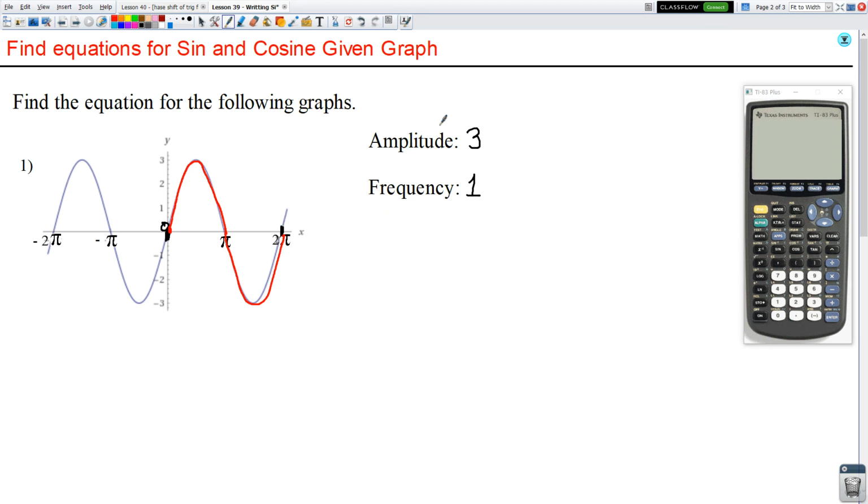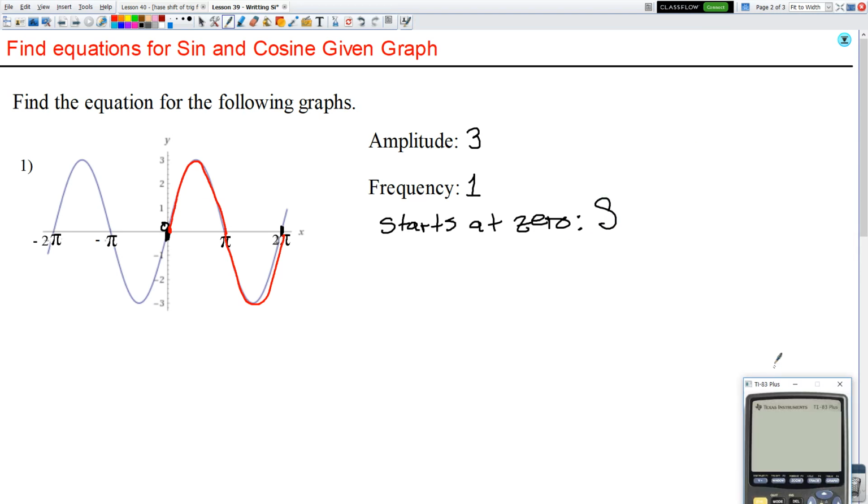So now that we know that the amplitude has a value of 3, and the frequency has a value of 1, what we have to determine is whether this is a sine or a cosine function. And remember that if your graph starts at 0, then this is an indicator of a sine function. Okay, perfect. So we have an amplitude, we have a frequency, and because your graph starts at 0, we know that it's a sine function. Once you know these three pieces of information, then you can write down the equation for this graph.